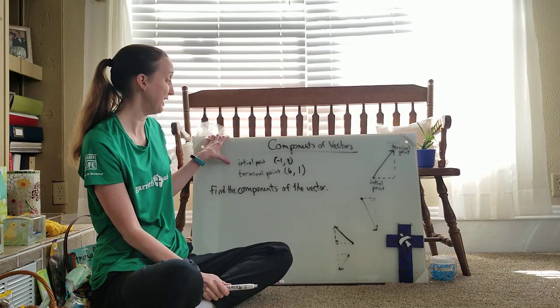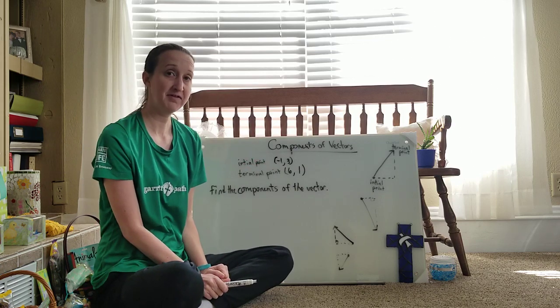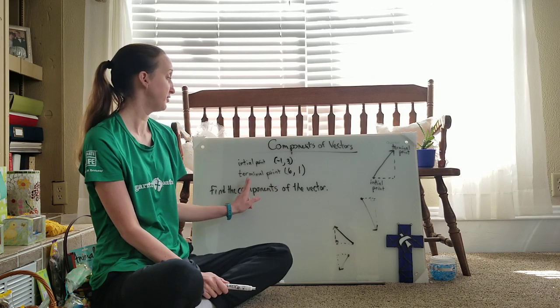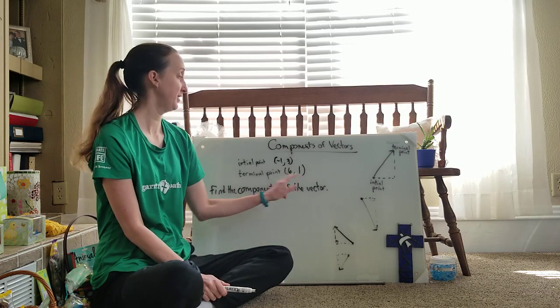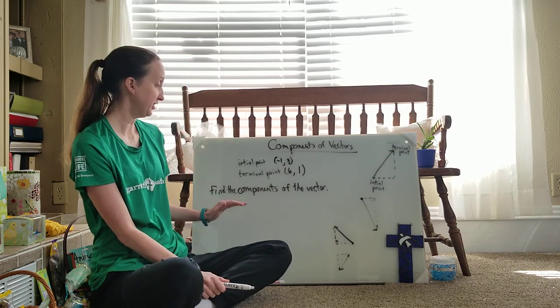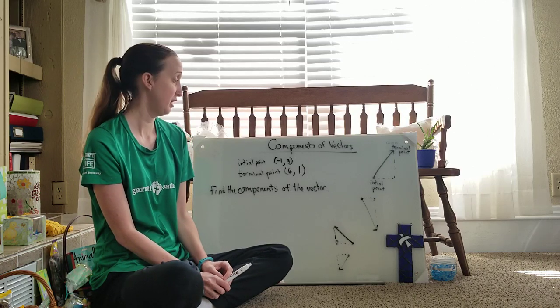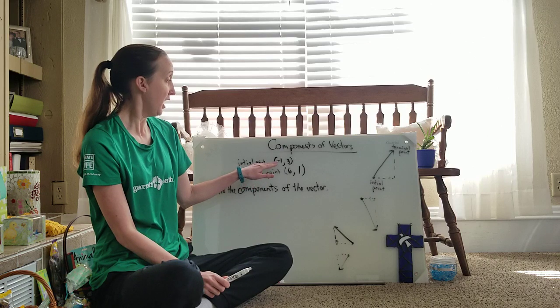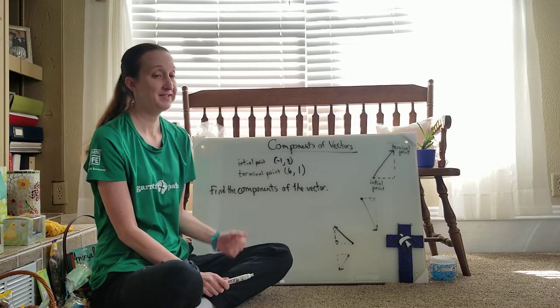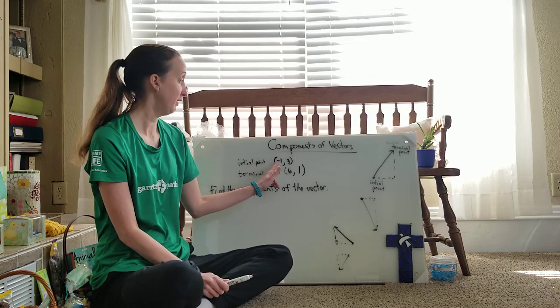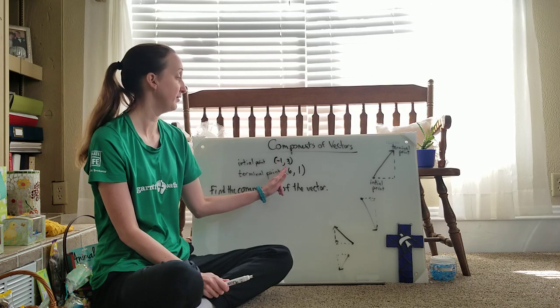We've been given an initial point, so that's where the vector starts. And the terminal point, this is where it ends. And the question that is being asked of us is to find the components of the vector. That just means if I start at -1 and I move to 6, have I moved left or right? Well, consider graph paper. We have moved right.